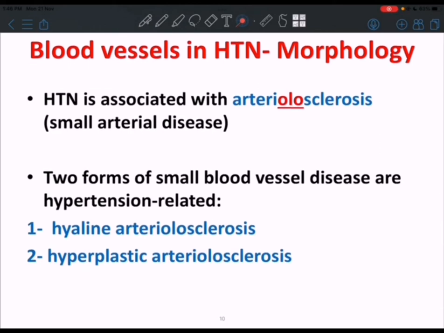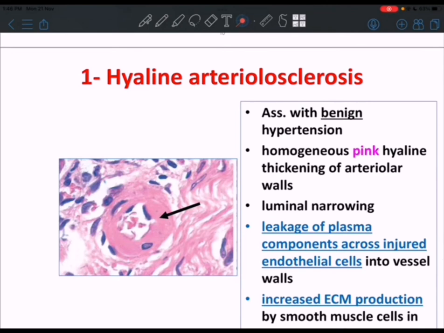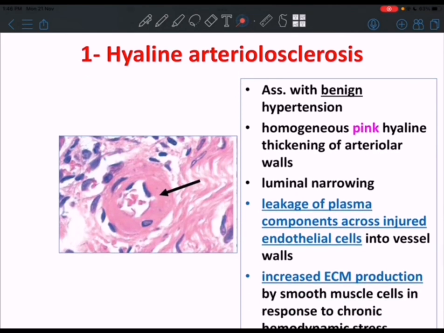إذا طلع في عندي مش one picture of arteriolosclerosis طلع عندي two forms or two patterns of the arteriolosclerosis. واحد اسمه hyaline arteriolosclerosis والثاني اسمه hyperplastic. The first one hyaline. The word hyaline comes from the morphology of the substance that is causing the arteriolosclerosis. It's a pinkish homogeneous amorphous material.